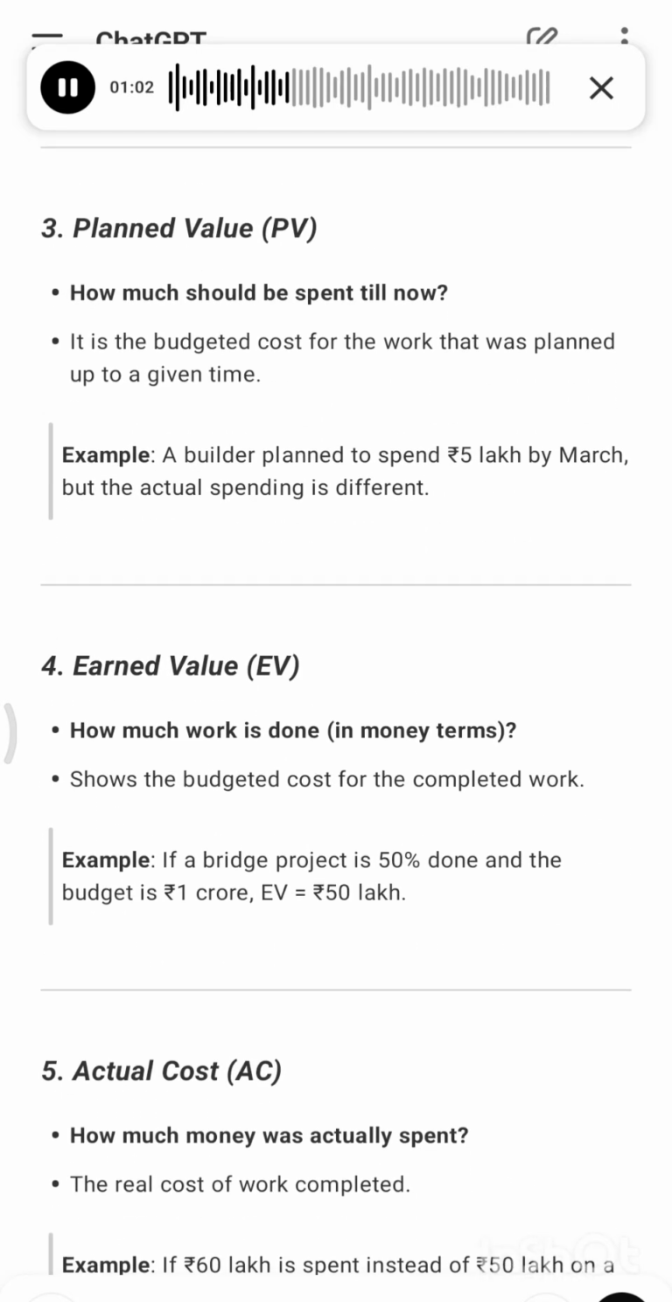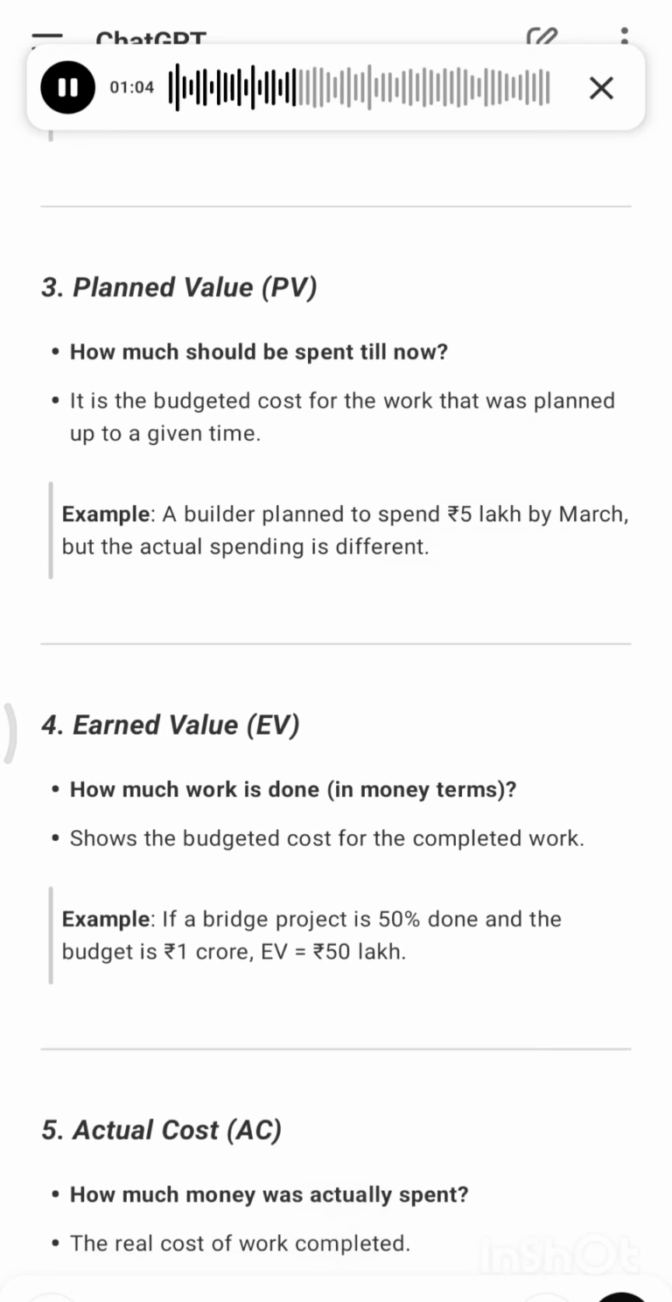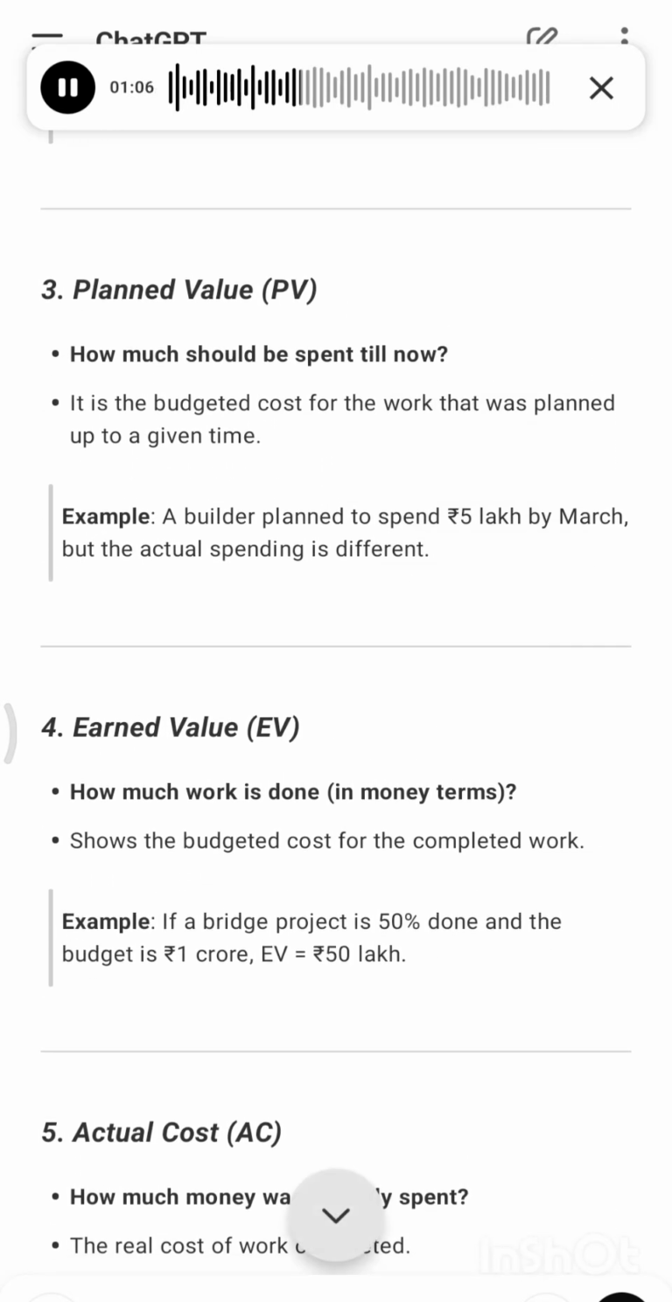4. Earned value, EV. How much work is done in money terms. Shows the budgeted cost for the completed work. Example: if a bridge project is 50% done and the budget is 1 crore, EV equals 50 lakh.